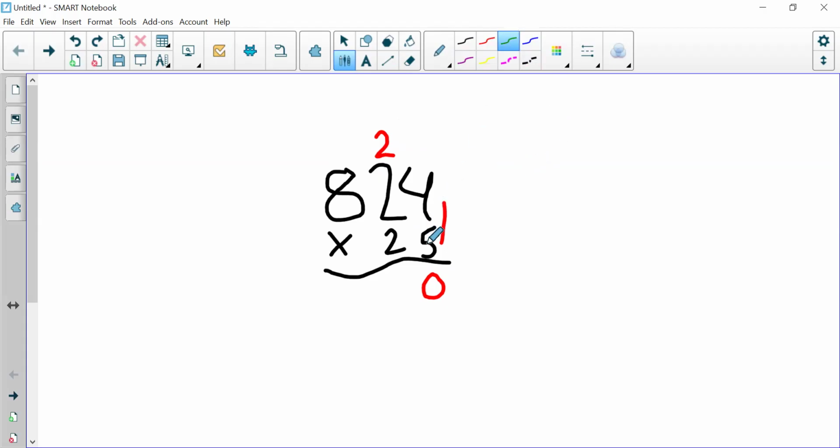Now we're still using this 5 in the ones place, but we're going to multiply the 2 in the tens place in 824. So we're going to do 5 times 2. 5 times 2 is 10, and we're going to add this 2 to that 10. So 10 plus 2 is what? 12. So we have 2, and then we carry the 1. I'm going to cross off this 2 so we don't use it anymore. We know we're done with it. We don't need it anymore.